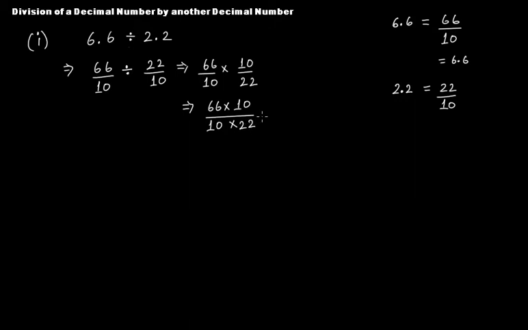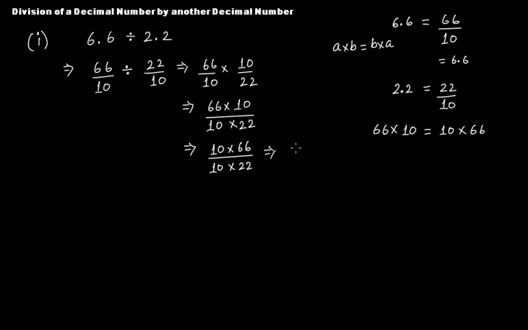Now look at this one. This is 66 multiplied by 10. Can it be written like this, 10 multiplied by 66? Yes, these two are equal, because the commutative property of multiplication states that A times B is equal to B times A, where A and B are any arbitrary numbers. So this will become 10 multiplied by 66, and this will be 10 multiplied by 22. Remember, we have applied this commutative property on this one only.